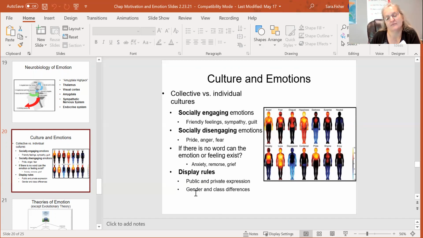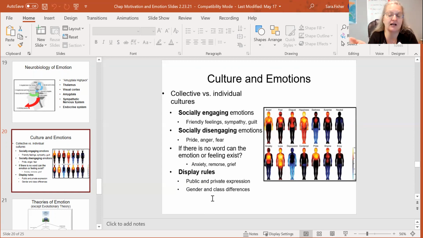So some of the obvious ones are gender differences, like, who gets to cry more, right? There's rules that it's more acceptable for women to cry than it is for men to cry, even though that's changing, right? Public versus private expression. Your boss can yell at you, but you can't yell at your boss. You can go home and yell about your boss, or you can yell in the car about your boss, but not to your boss, right? So there are hierarchical rules. There are also rules about touching and crying.